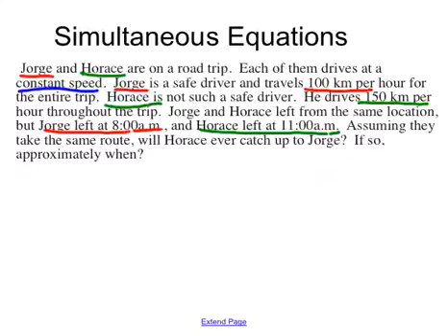Now, assuming that they take the same route, will Horace ever catch up with Jorge? And that's what we want to find out. And if so, approximately when?